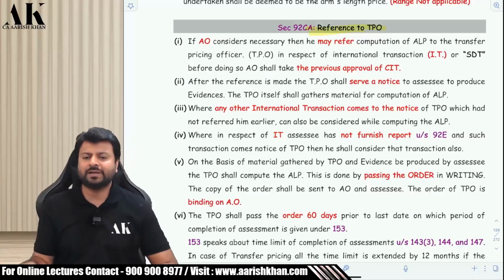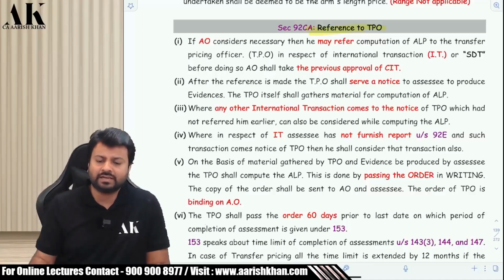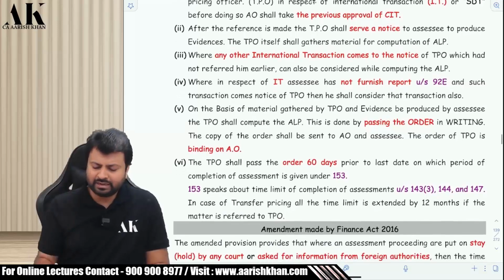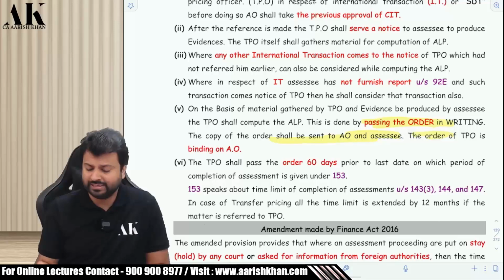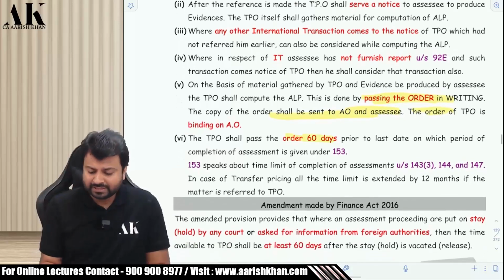Now, what will the transfer pricing officer do? How will the transfer pricing officer compute the arm's length price? He will compute the arm's length price by passing an order in writing, and he will send that order to the AO and also to the assessee. By when will he pass the order? He will pass the order at least 60 days prior to the completion of assessment.